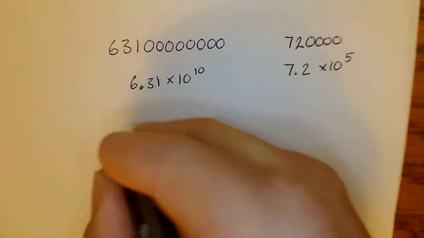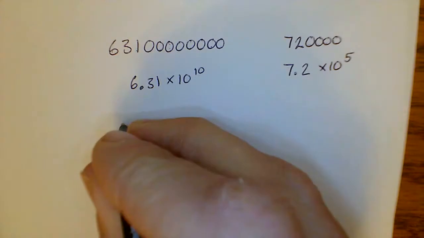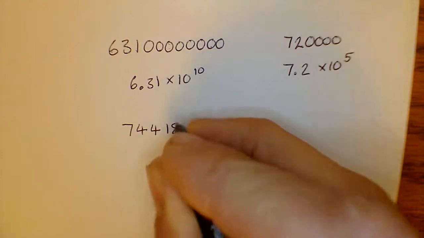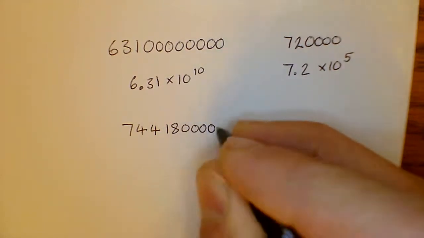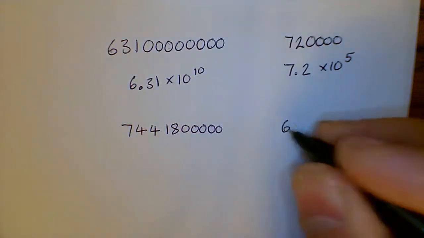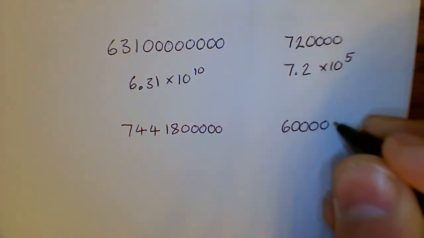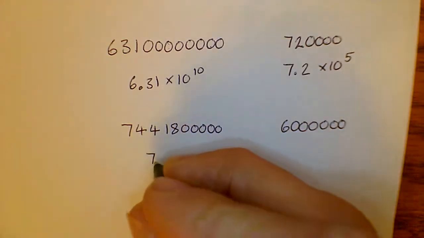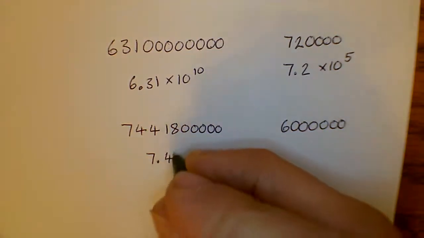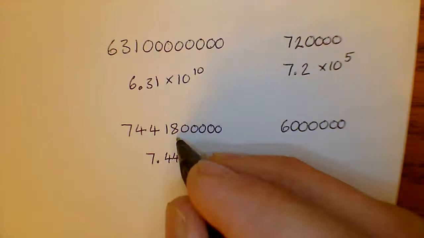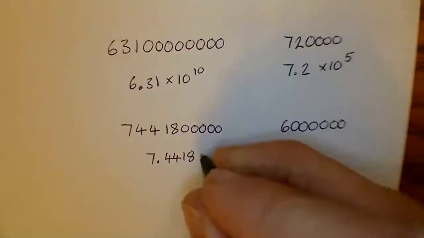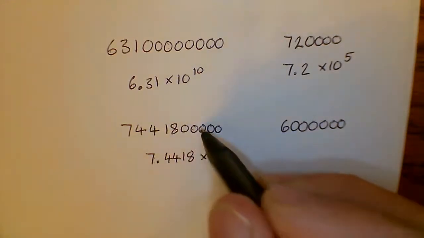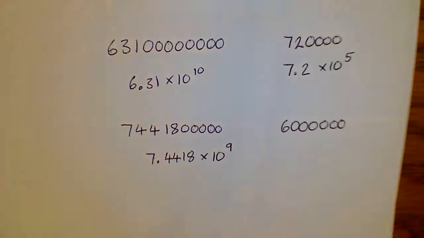2 more examples, slightly different in terms of just what they look like. So let's do 7, 4, 4, 1, 8, 0, 0, 0, 0, 0, and 6, 0, 0, 0, 0, 0, 0. Now, this one here, we could write as 7.448. So it doesn't matter how many digits you have here, you still only put 1 before the decimal point. Times 10, how many things come after the 7? 1, 2, 3, 4, 5, 6, 7, 8, 9. So we put power 9 there.